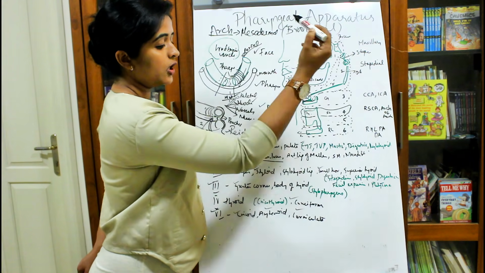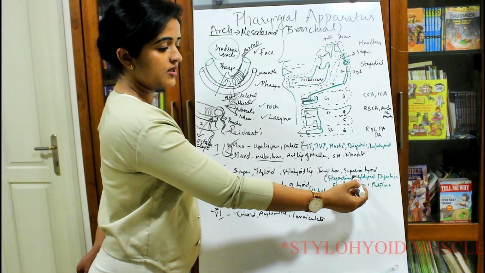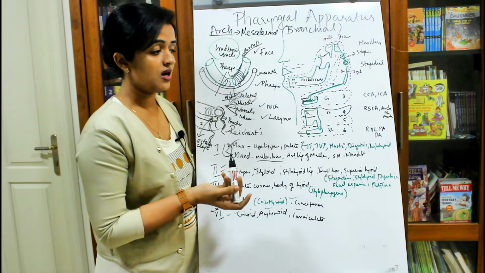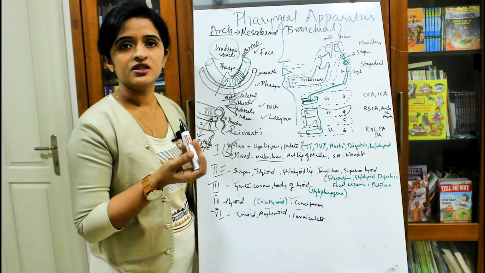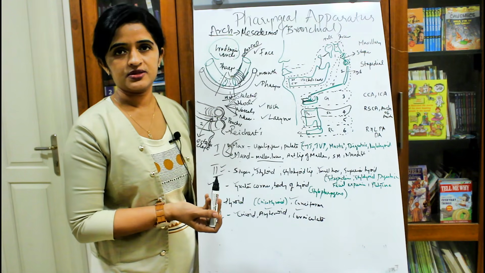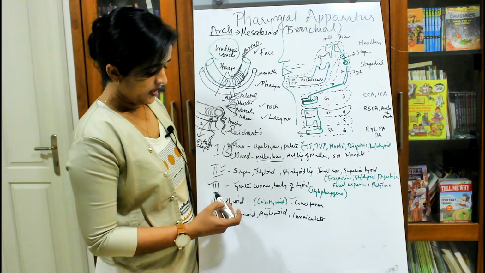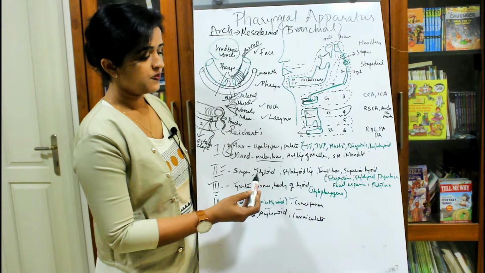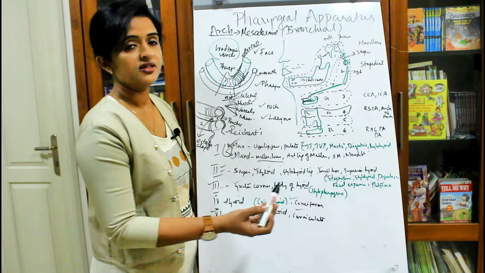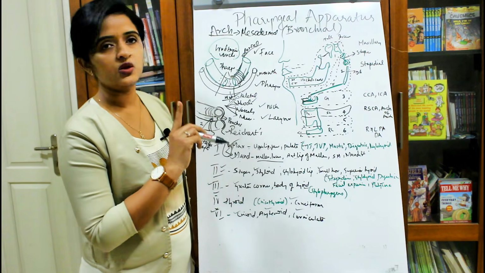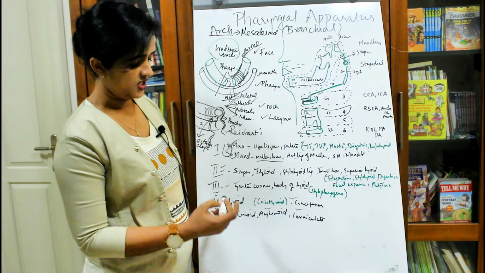Then you have the styloid process. Then you can call the muscle attached to it the stylohyoid. Then the other muscles are the digastric muscle, the facial muscles and the platysma. So these are the muscles derived from the second arch. Now coming to the third arch, you have only one muscle, that is the stylopharyngeus muscle.